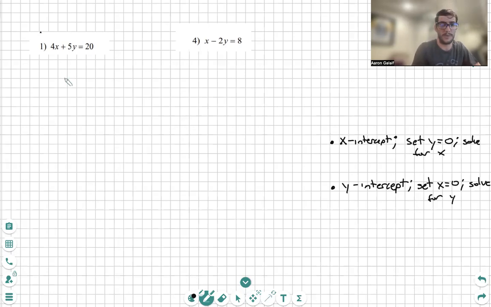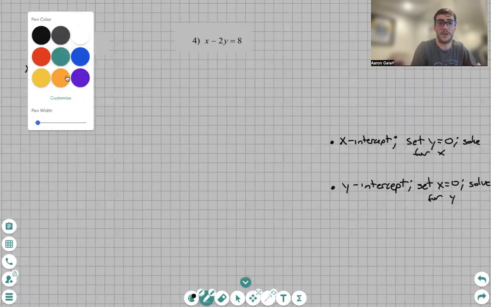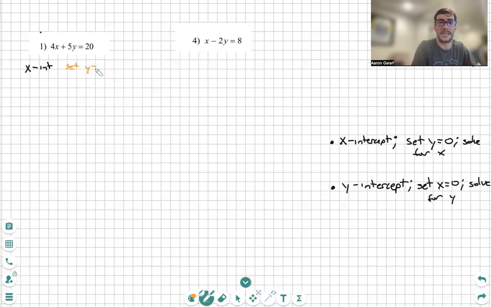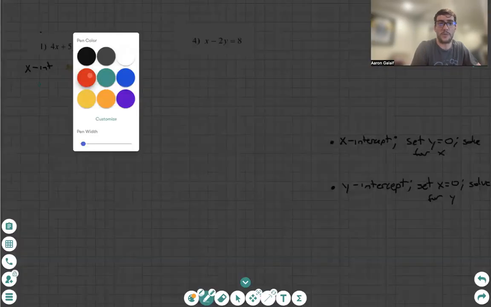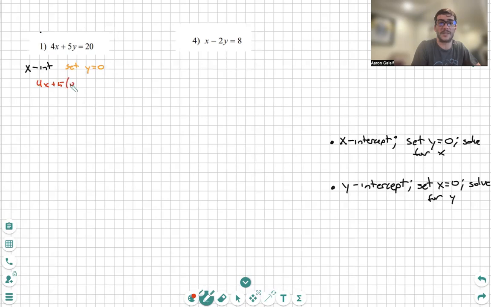So starting with number one, the first thing I'm going to do is solve for my x-intercept. I'm just going to write x-int so I don't have to mess up the spelling each time. So we're looking for our x-intercept. That means set y equal to 0. So let's do it. We go 4x plus 5 times 0 equals 20. This goes to 0. So we have 4x equals 20. We will divide by 4. x is equal to 5. And we will rewrite it as (5, 0) as an xy coordinate point.